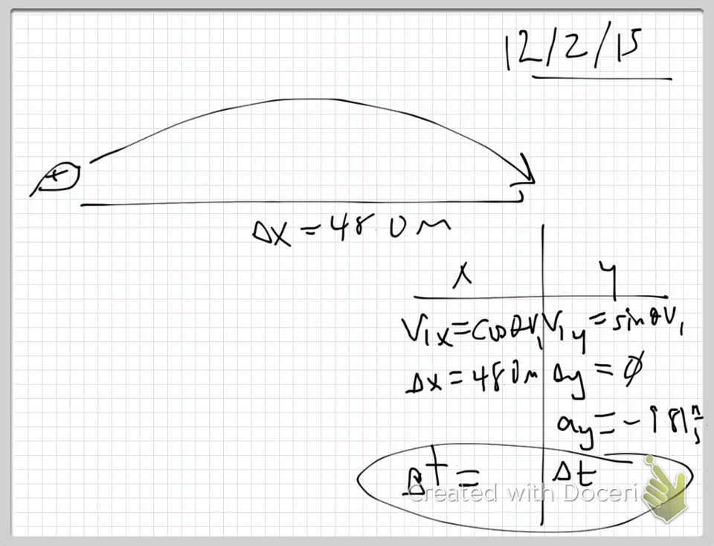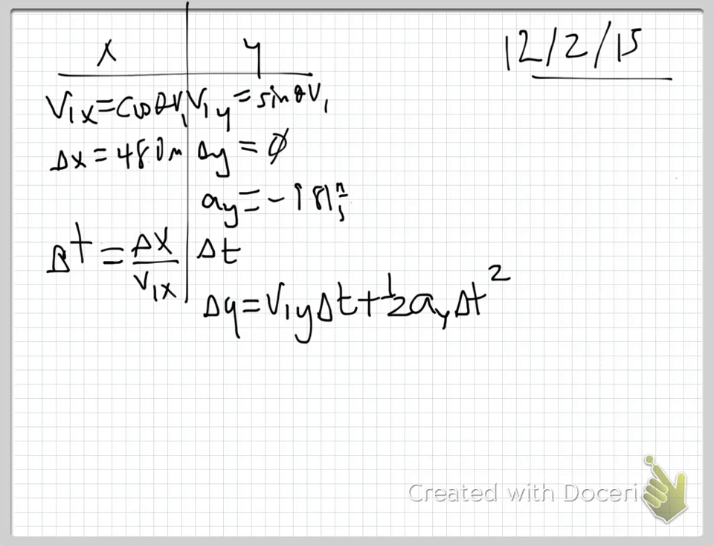Okay, so delta t, on the x-axis, because there's no acceleration, we can do our old trick of delta x over vix. And then on the y-axis, we can build an equation that will allow us to substitute in that value so that we tie the axes together. So we're going to use this equation to tie our axes together.